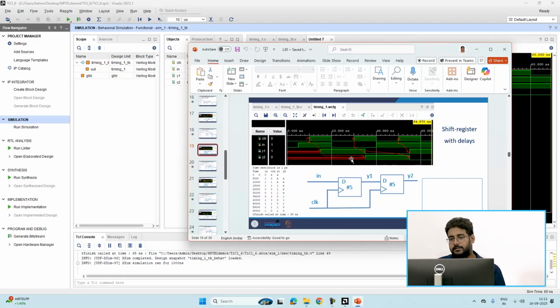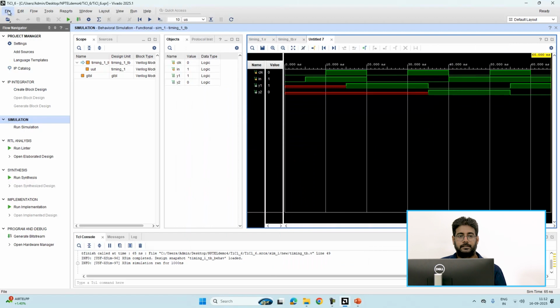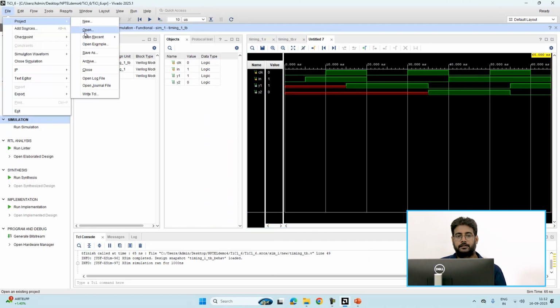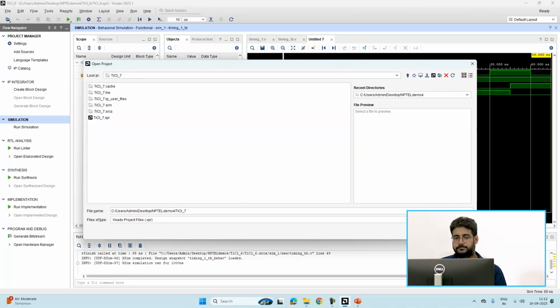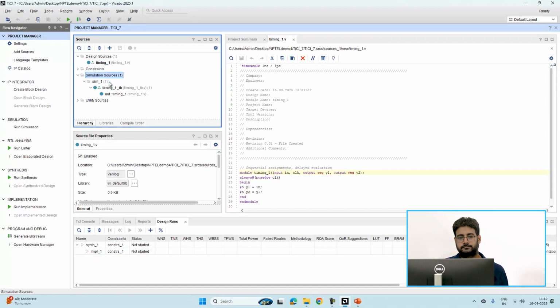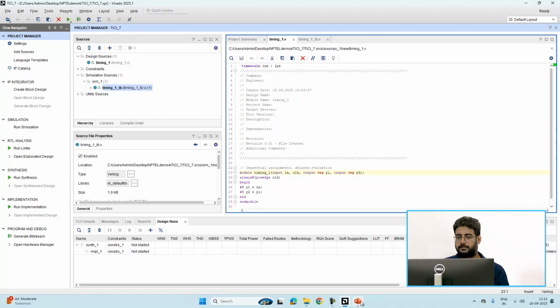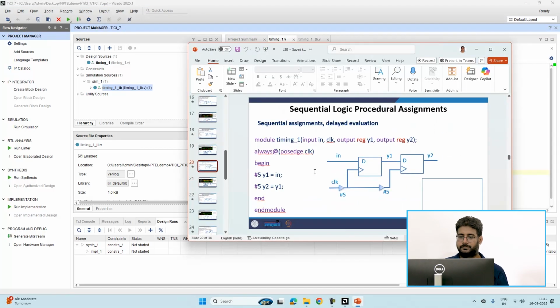Yeah, here it is. Now see, shift register with delays. This is the previous example of a mistake. Next example is TICL 7 actually. Here, TICL 7 is this.